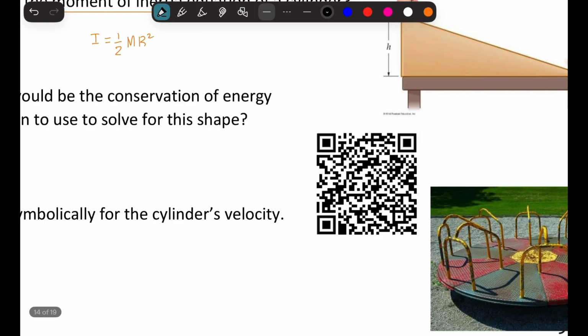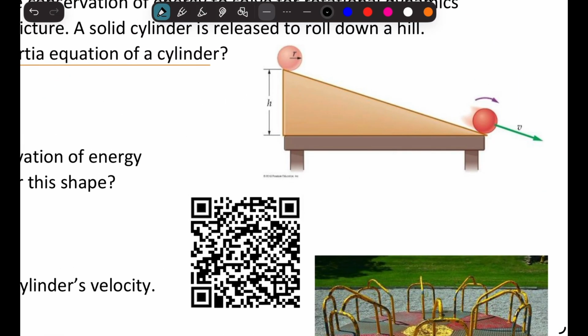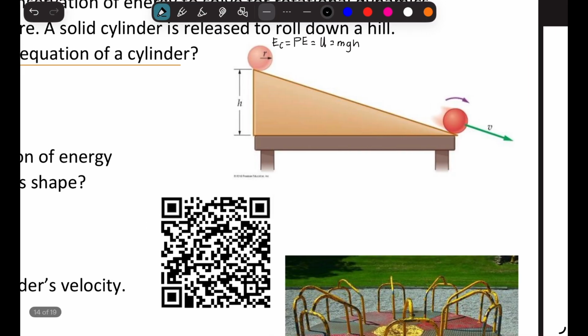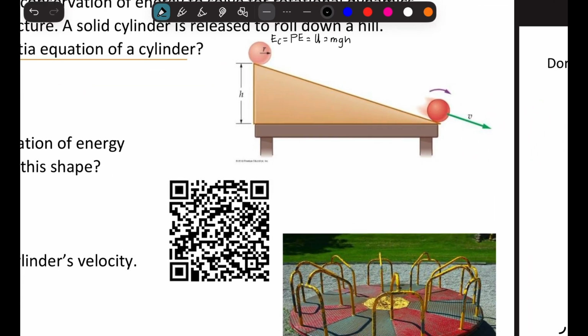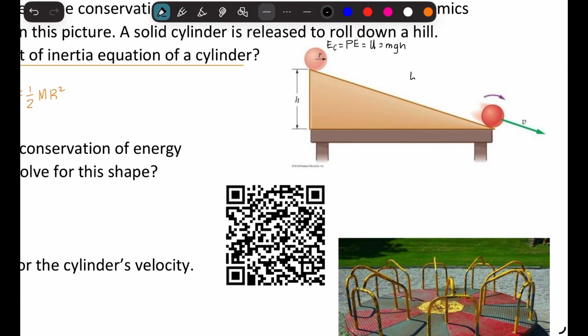Now, what would be the conservation of energy equation to solve this shape? Well, we can examine this. At the top, you only have potential energy because you're up there, and potential energy, aka U, is just equal to mgh. At the bottom, it was rolling down a hill, so you have both translational and rotational motion, because it was rotating to get down the hill and also moving linearly in a line.